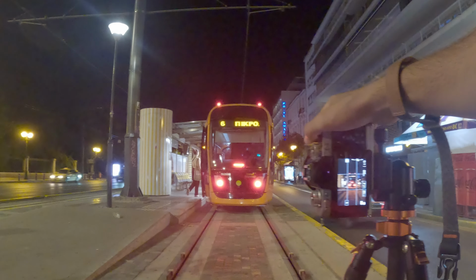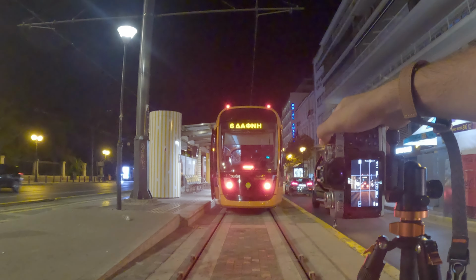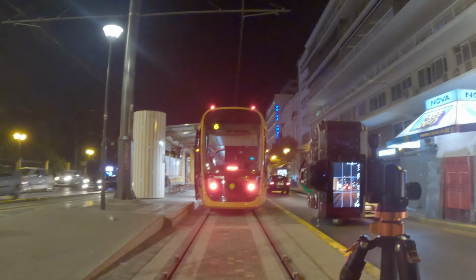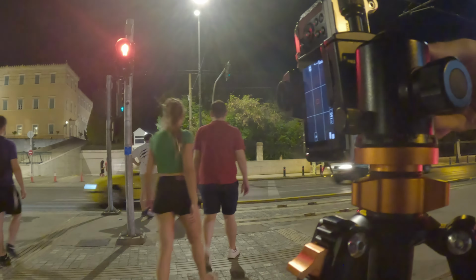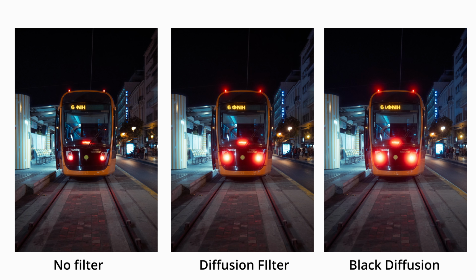So I made a few comparisons for video and for photography, and the first comparison, as you can see, is about this tram over here during nighttime, and I shot it with the 2 filters and without a filter at all, so you can see the difference that you can create by using one of these two filters. You can obviously see that we get stronger highlights by using the black diffusion filter over here, but we preserve a little bit of the sharpness by using the shimmer diffusion over here.